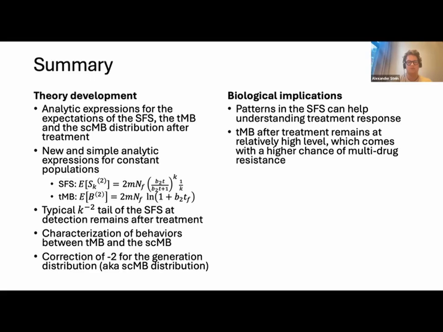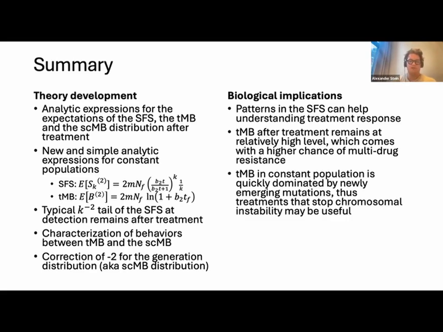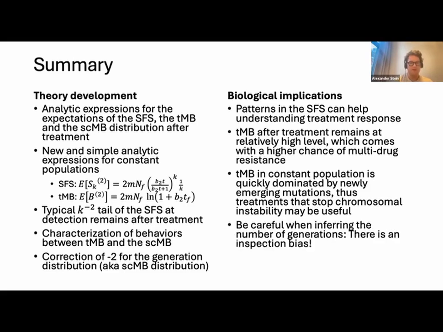The total mutational burden after treatment remains at a relatively high level, which comes with a higher chance of multi-drug resistance. And the total mutational burden in a constant population is quickly dominated by new mutations. Those treatments that would stop chromosomal instability may be useful. I just mention this because I'm aware that the Institute of Cancer Research in London has worked on such treatments. And for the single cell mutational burden, my message would be to be careful when inferring the number of generations because there's an inspection bias.